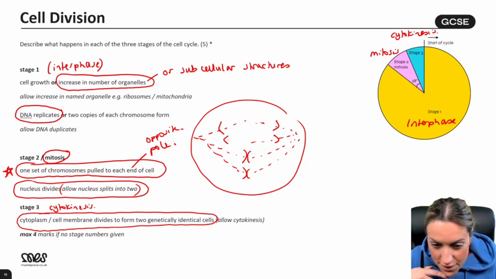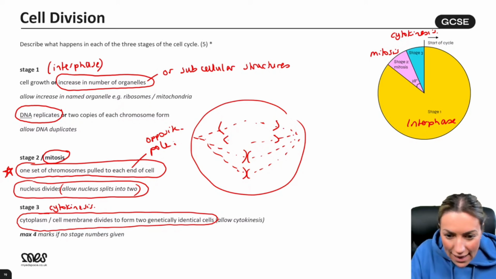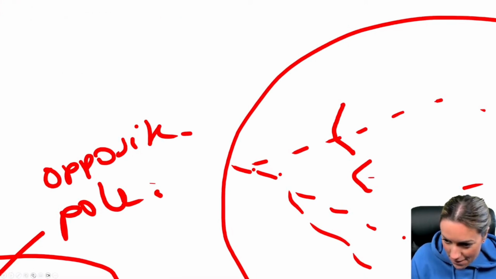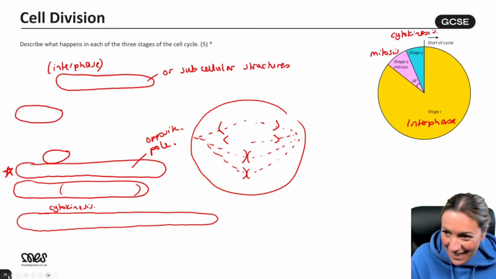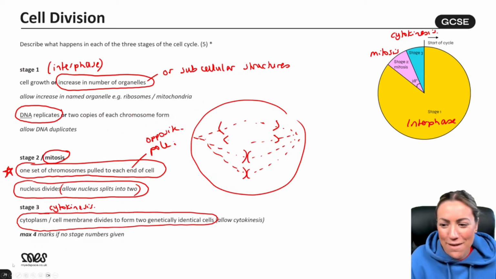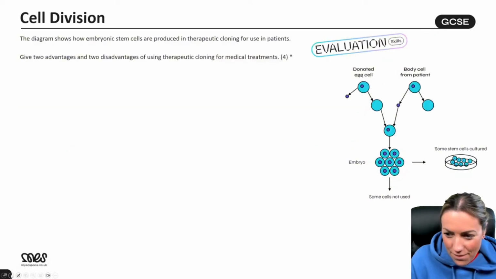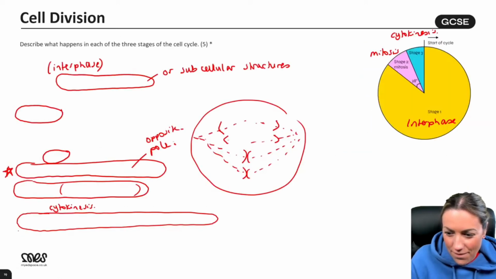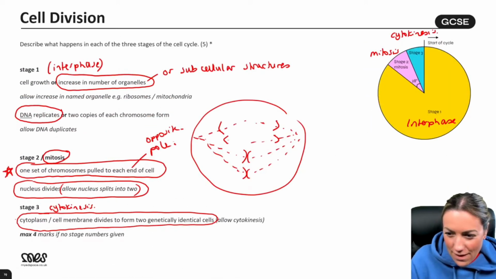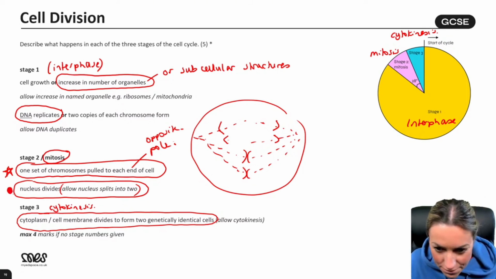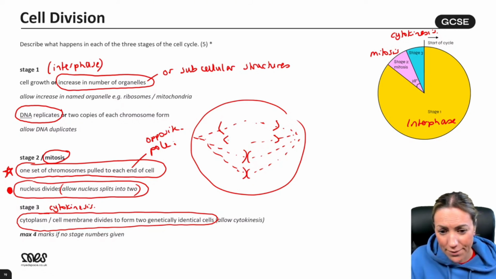Can you say nuclear division occurs in mitosis? Yes, you can. That would be perfect for this marking point here. The nucleus divides or nuclear division. That would be perfect.